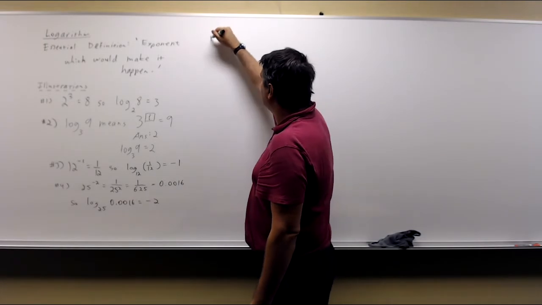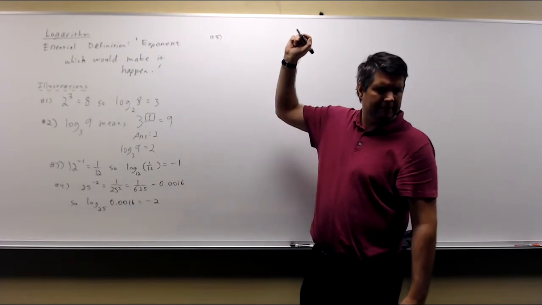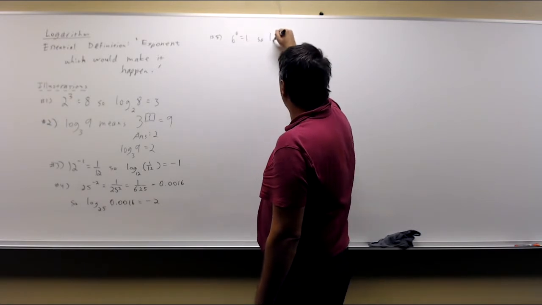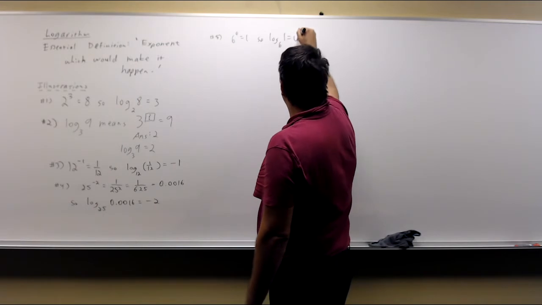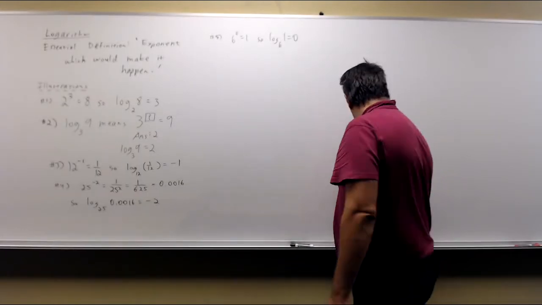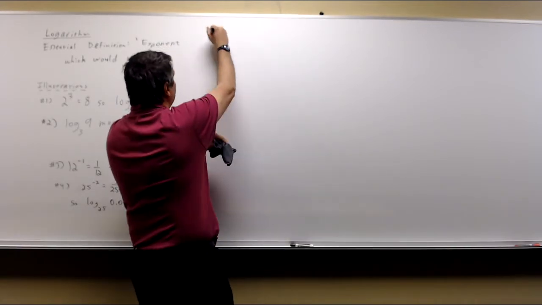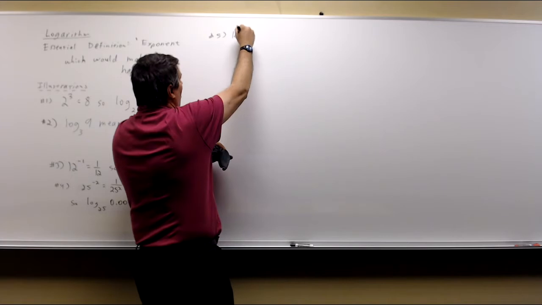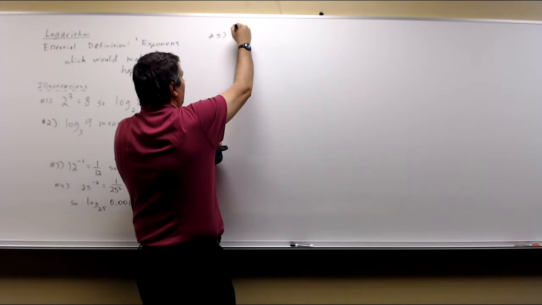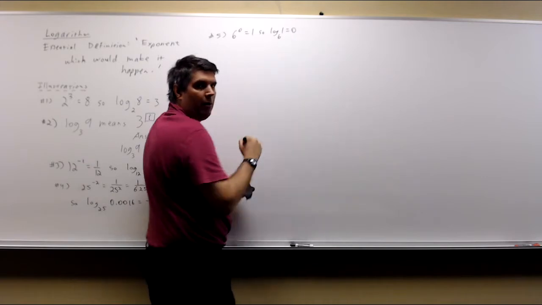Number 5. Six to the 0th is 1. So log base 6 of 1 is 0. Okay, it is the exponent which would make it happen. All right, I'll try to write that more clearly. Number 5, 6 to the 0th is 1. So log base 6 of 1 is 0.